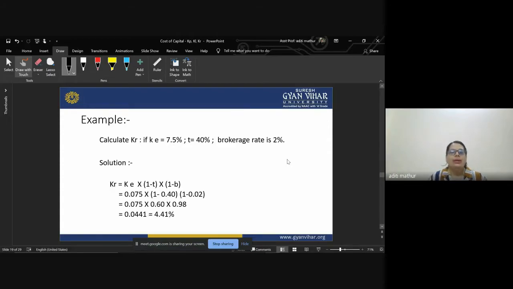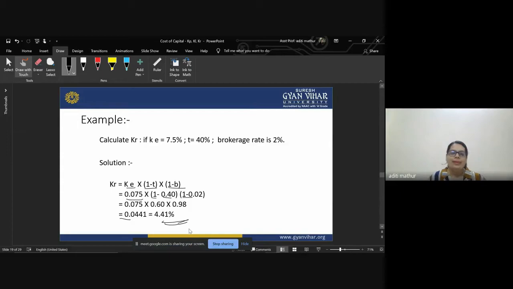Let us calculate the cost of retained earnings. If the cost of equity is directly given to us, that is 7.5%, the tax rate for the shareholders is 40% and the brokerage rate is 2%. So our formula is KE into 1 minus T into 1 minus B, which is equal to 0.075 into 1 minus 0.40 into 1 minus 0.02, which will give us 0.0441.